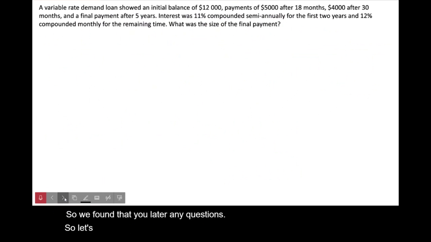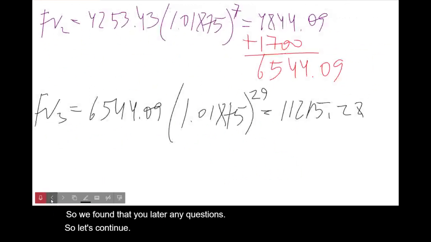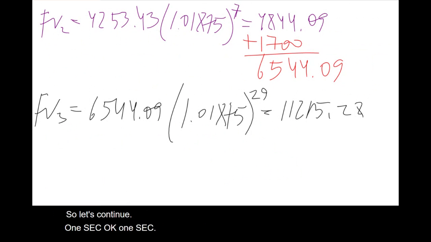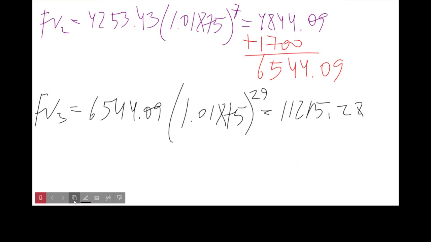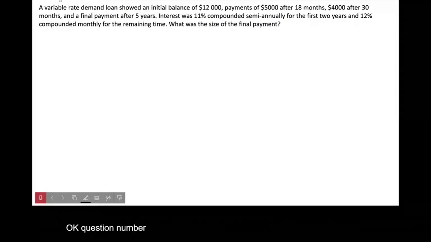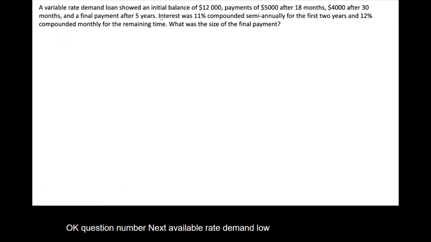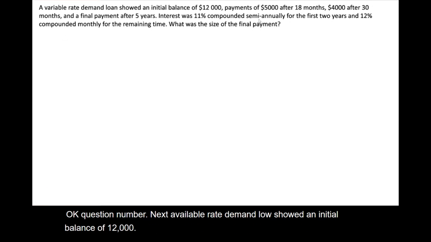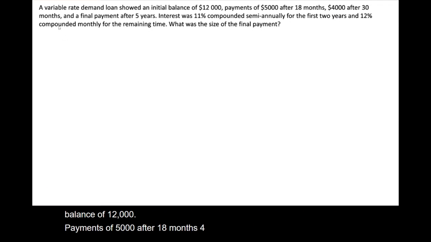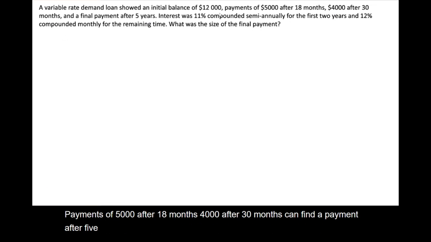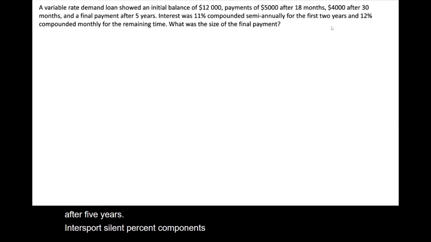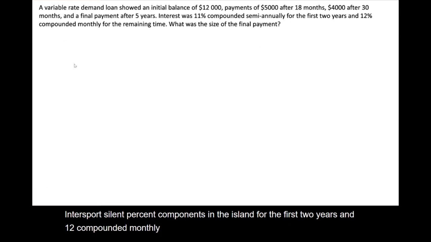Okay, so let's continue. Next question: a variable rate demand loan showed an initial balance of 12,000. Payments of 5,000 after 18 months, 4,000 after 30 months, and a final payment after 5 years. Interest was 11% compounded semi-annually for the first 2 years and 12% compounded monthly for the remaining time. What was the size of the final payment? So let's make a picture.